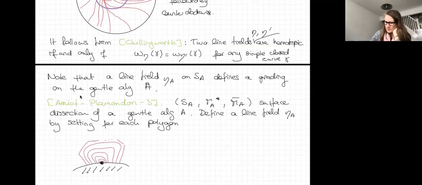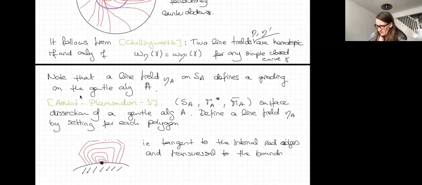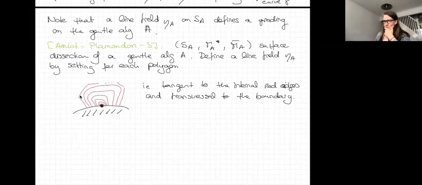So for each red polygon, we define this line field, i.e. tangent to the internal red arcs. These are the edges of the dual ribbon graph, and transversal to the boundary. I should say that this is the orthogonal line field to the one that's used in Haiden, Katzarkov, Kontsevich.